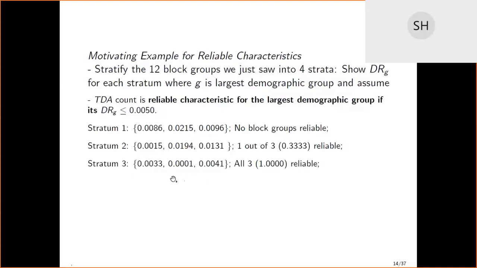If we look in stratum 3, this is our first value, this is our second value, and this is our third value. In each case, they're all less than this criterion of 0.0050. So in this particular case, we would say all three block groups happen to be reliable. Proportion 1.00. And in the last stratum, we have these three values, 0.007, 0.0003, and 0.002. And also in this particular case, all three happen to be reliable based on this criterion.